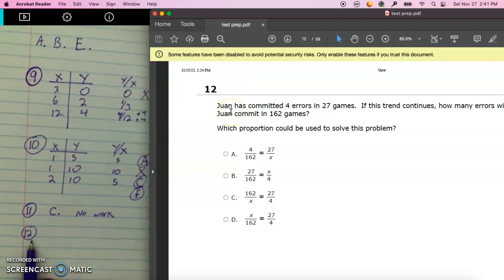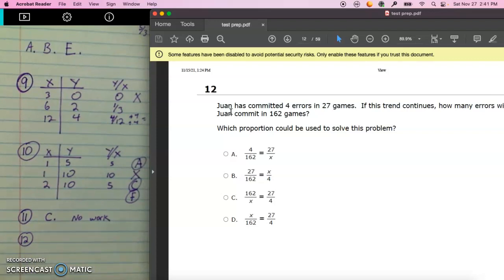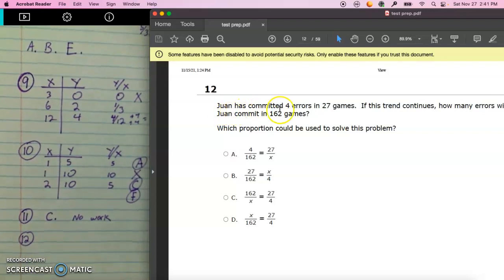Ready for the next one, number 12? It says Juan has committed 4 errors in 27 games. If this trend continues, how many errors will Juan commit in 162 games? Okay, this looks like a constant rate. We could be setting up a proportion. Which proportion would we set up?